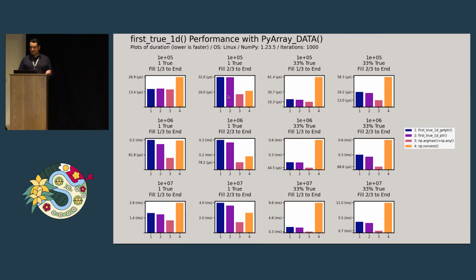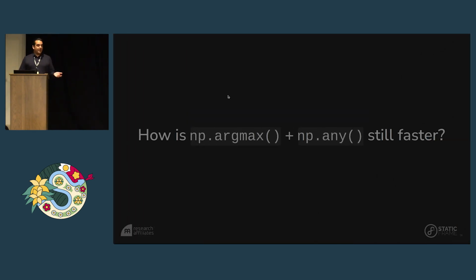It's not. So if we look here, our new approach is bar 2. This is the purple bar. And we can see that it's a little faster than bar 1 using the simple get pointer approach, but not a lot faster. And we can see that np.argmax plus np.any is still, well, frankly, really outperforming what we're doing here. So how is this possible?